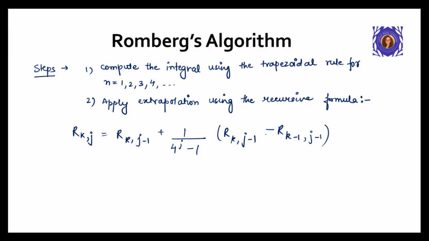And the formula for this goes like R(k,j) equals R(k,j-1) plus 1 divided by 4 to the power (j minus 1), and in brackets we have R(k,j-1) minus R(k-1,j-1). Yes, it looks intense, but it's extremely powerful. You will often find this in scientific computing tools because of its efficiency and accuracy for smooth functions.